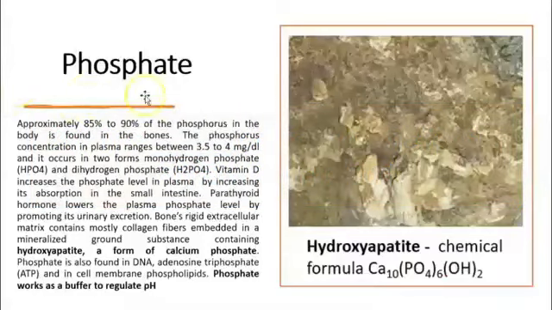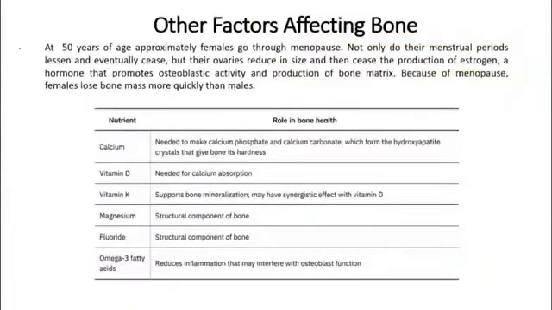Phosphate homeostasis, we don't have pure calcium in our blood. What we have is calcium phosphate. Phosphate is going to help us maintain the levels of pH in our body, for example, because it's going to work as a buffer. In addition to the hormones that we talked about, other factors affecting bone, aging also affects this.